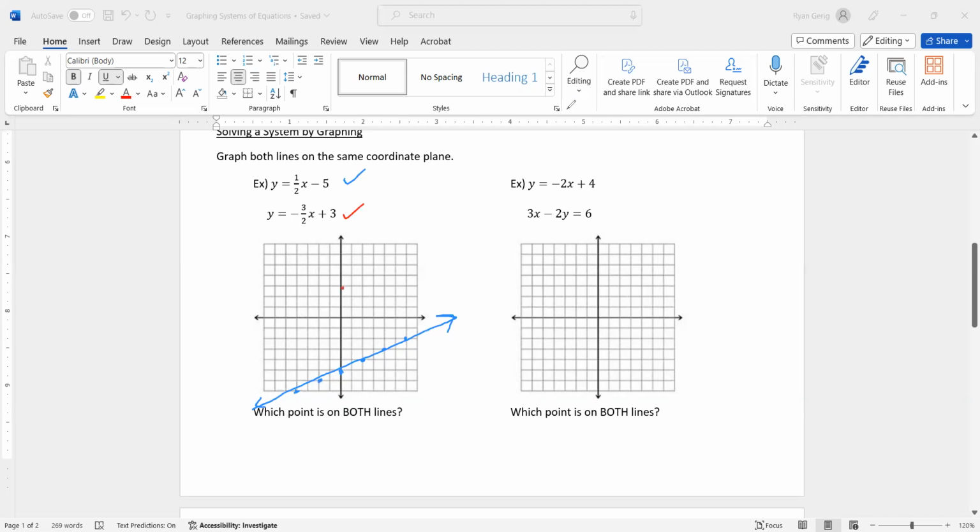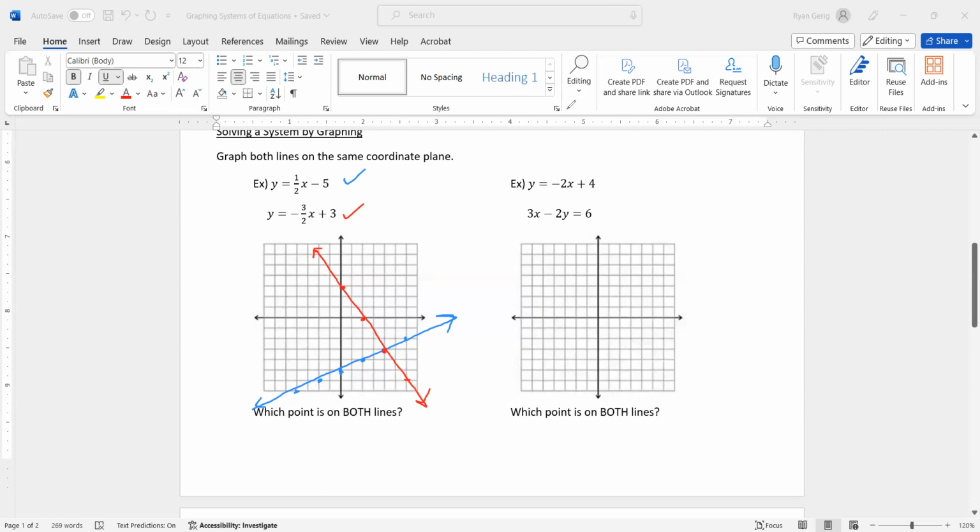3 is the y-intercept. The slope is -3/2, so down 3, right 2. Down 3, right 2. All right, so all those points that I just plotted in red and more are solutions to the second equation. All the points that I marked in blue and more are solutions to the first equation.